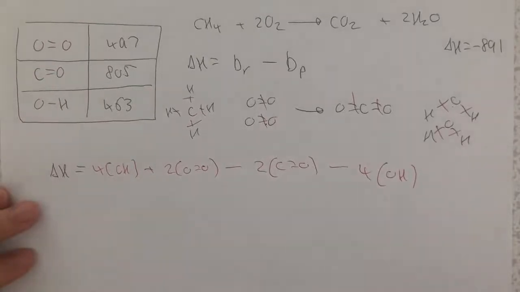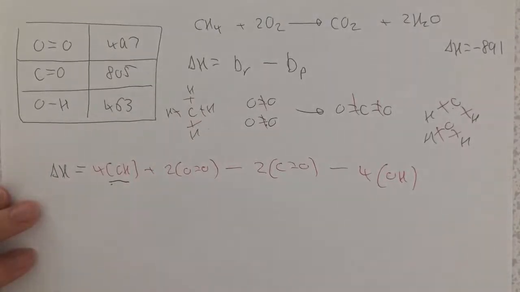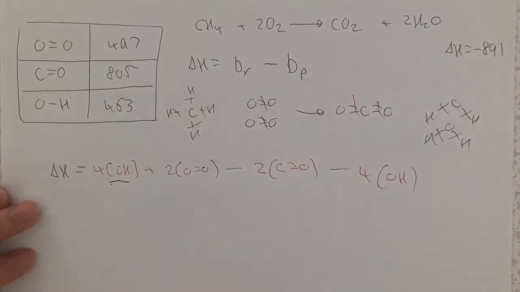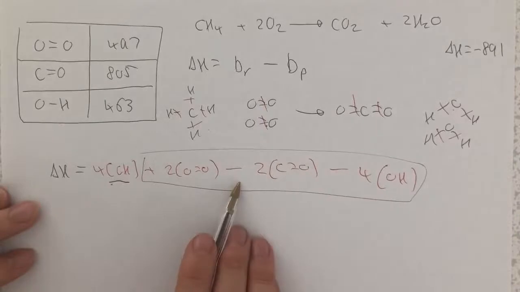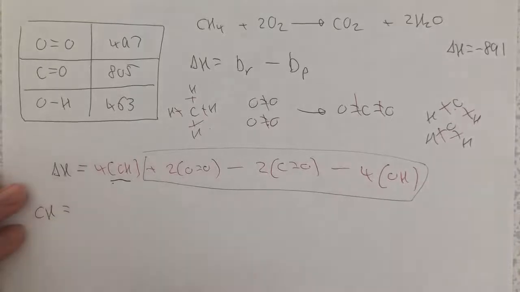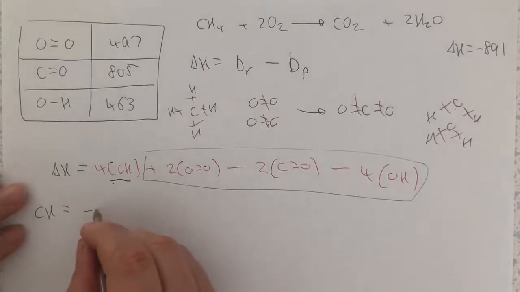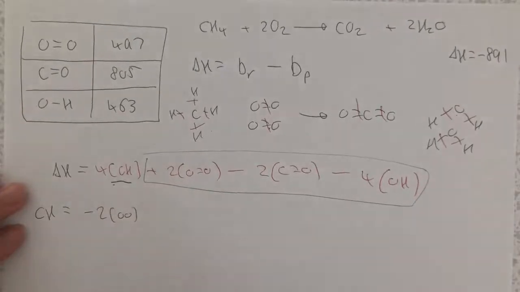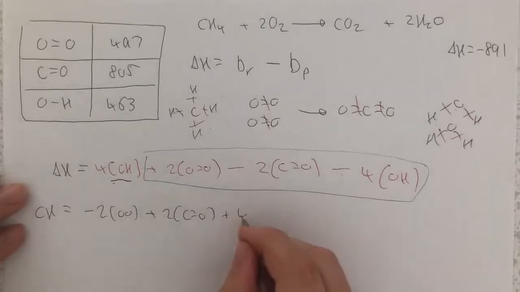Now, what you've been asked to find in this question is the C to H bond enthalpy. So we need to rearrange to make the CH the subject of the expression, to get it on its own. So all this extra stuff here, I need to shunt that over to the other side. So I can say CH is equal to, well, if this was plus 2 my double O, now it's going to be minus 2 my double O. If this was minus 2 times the C double O, that will now be plus 2 C double O. And then if this was minus, that becomes plus.